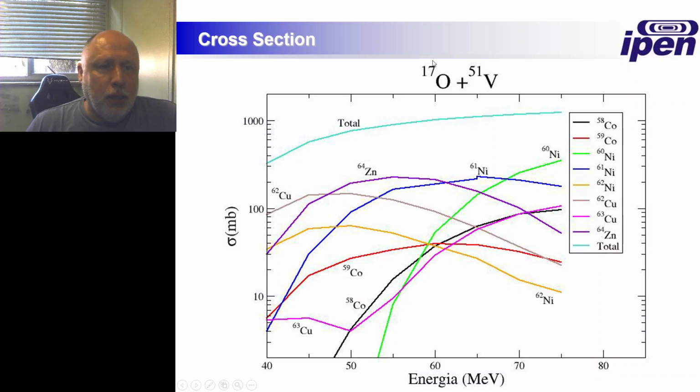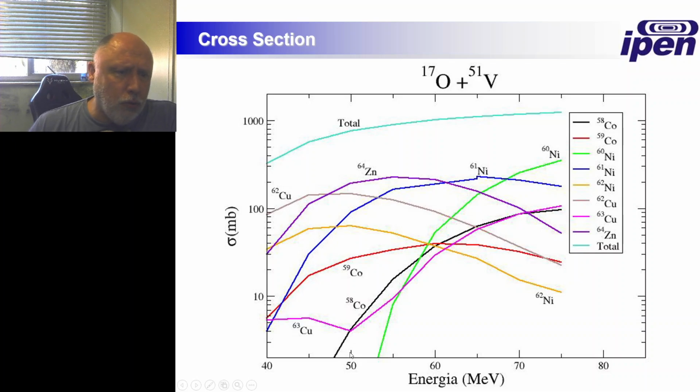So essentially, we wanted to produce some nucleus, so we do calculations using models. This is one of the importance of models. We wanted to know essentially what reactions we would produce. In that case, we want a nickel-61, okay? So which is the best energy to produce it? We have a target of vanadium-51 and a beam of oxygen-17, and we start to look for the best energy.